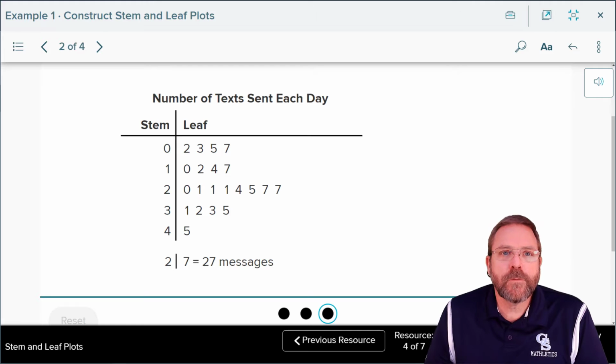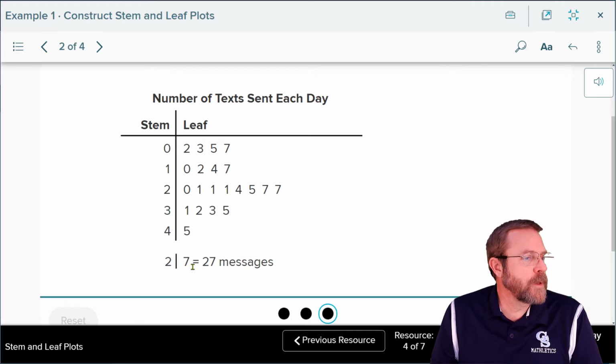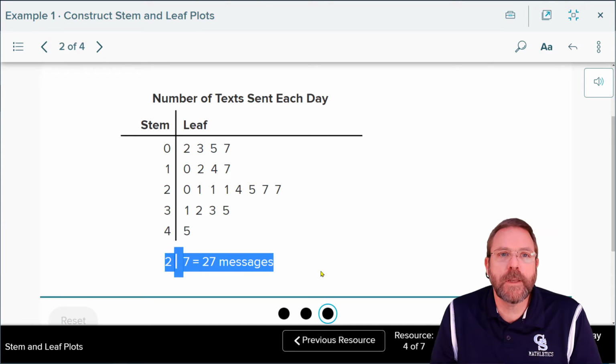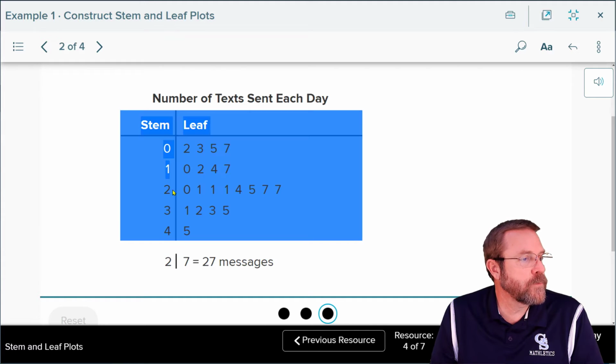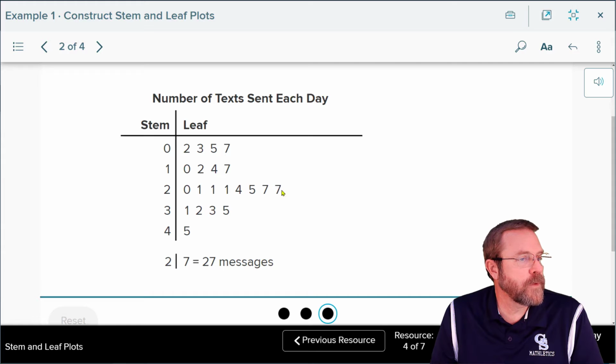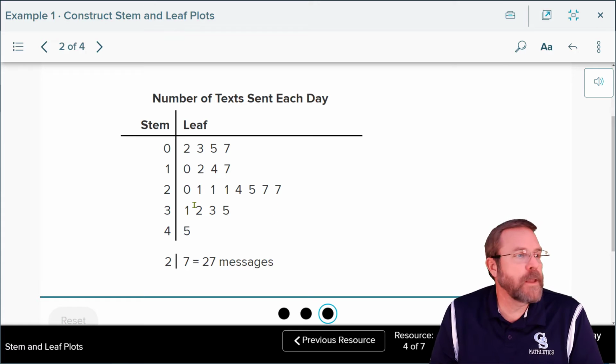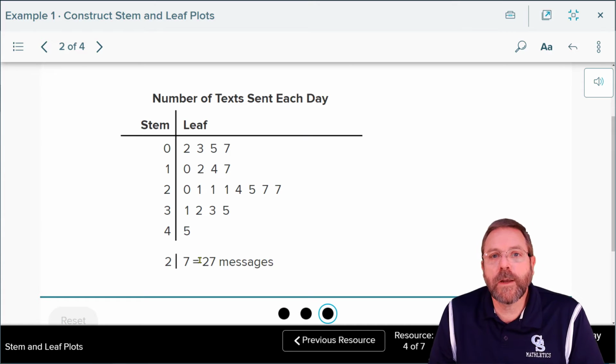Now, jumping back over to the textbook with their finished stem and leaf plot, you do see that down here in the very bottom, they did include their key that said 2 bar 7 equaled 27 messages. They did include a key, and they ended up using this value for 2 and this value for 7 right here. So 2 bar 7 equaled 27. You can use any numbers you want in the key as long as those numbers are located on your stem and leaf plot.